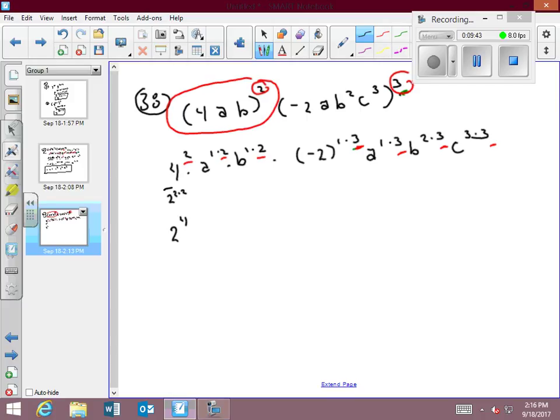Then you put this one together with this one, so it's a minus 2 to the 3rd. Now you get all of your a's together: a squared, and then you bring your a third over. This is going to be b squared, and you bring this b to the what? 6th. Then you bring c, and it's to the 9th.